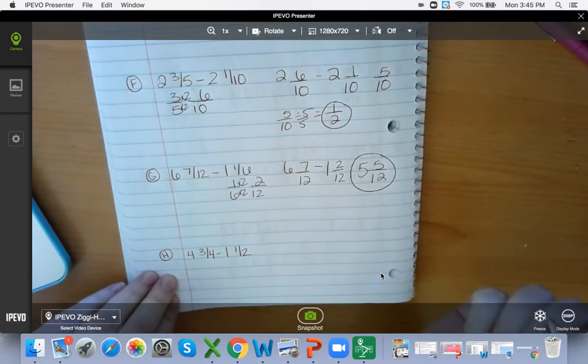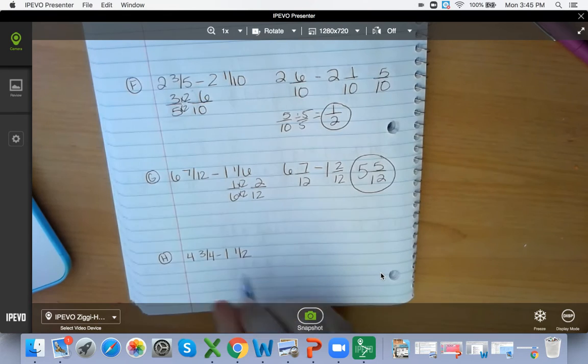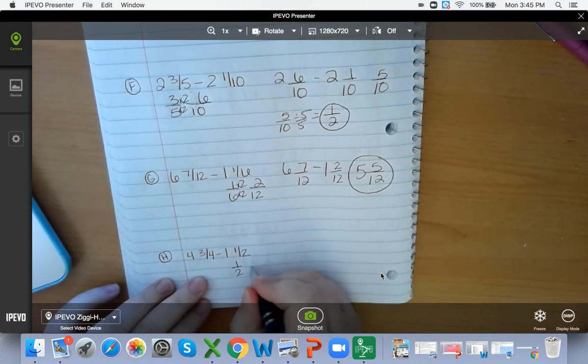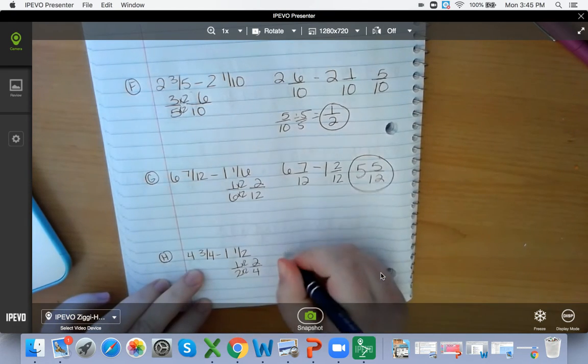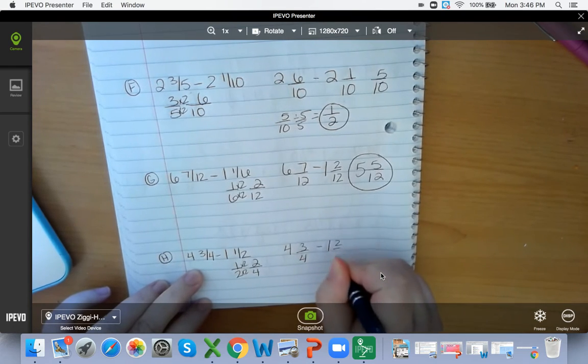All right, next one. 4 and 3/4 minus 1 and 1/2. I'm going to keep that denominator of 4. So this 1/2 is now going to change into a 4. The way I do that is multiply by 2. So now I've got 4 and 3/4 minus 1 and 2/4.